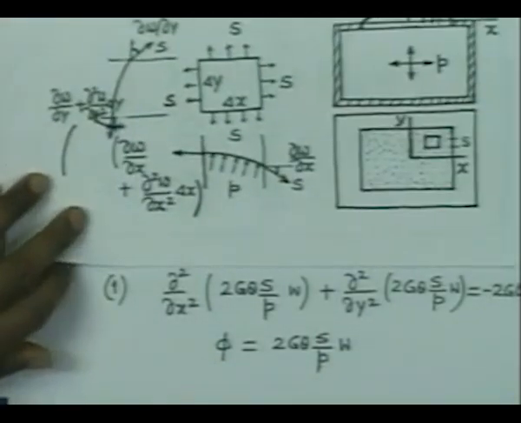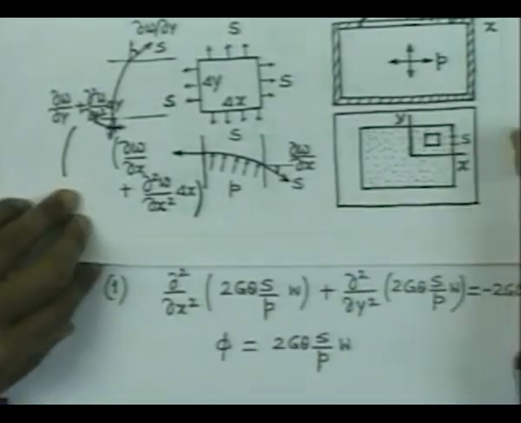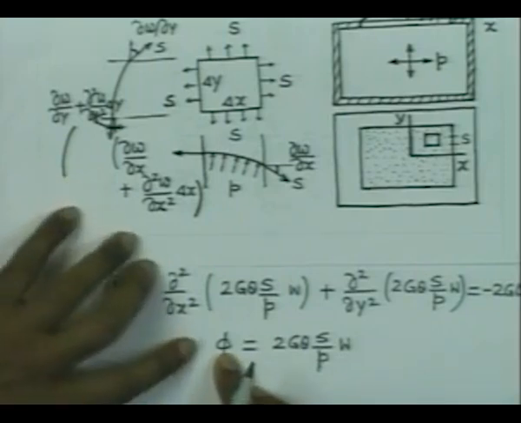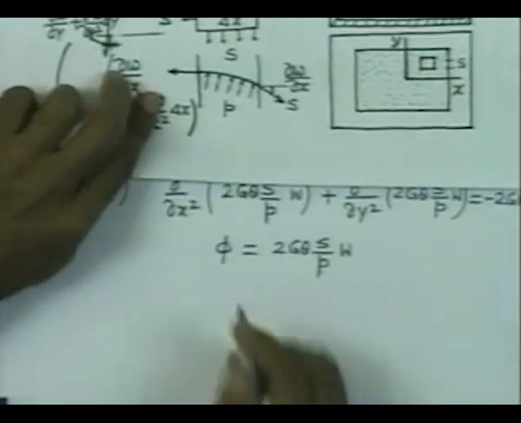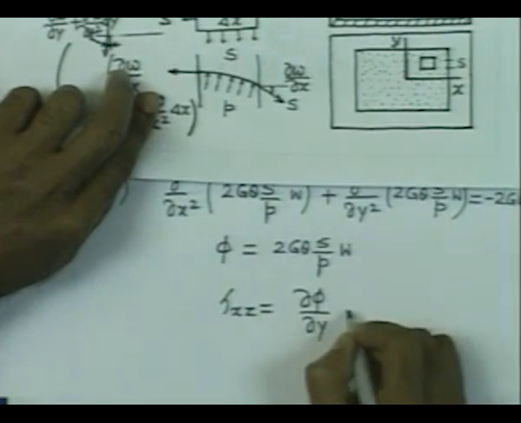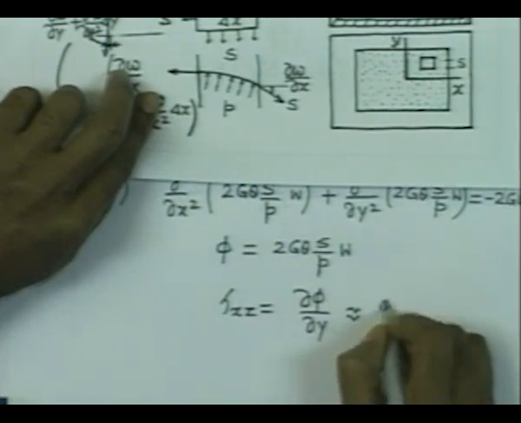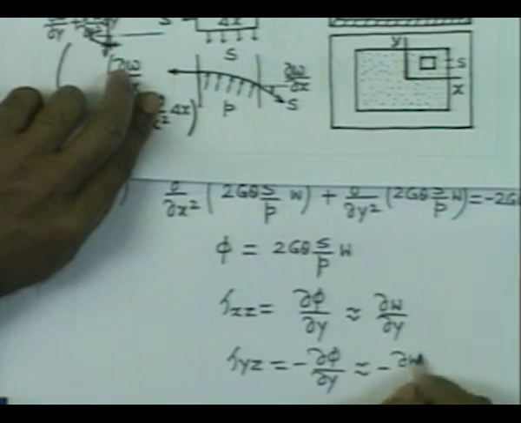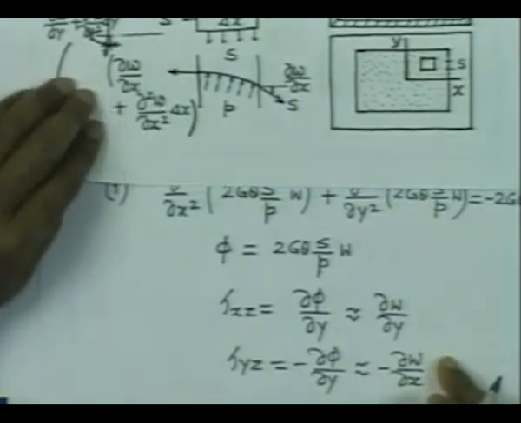By taking a membrane having boundary shape corresponding to that of the section one is interested in, it is possible to get an idea about the function phi, and hence one can calculate the stresses also. In fact, the stress tau xz is given by delta phi delta y, so it is also going to be related to delta w delta y. Similarly, tau yz is minus delta phi delta x, so it is related to delta w delta x. So, membrane shape will give us an idea about the stress.